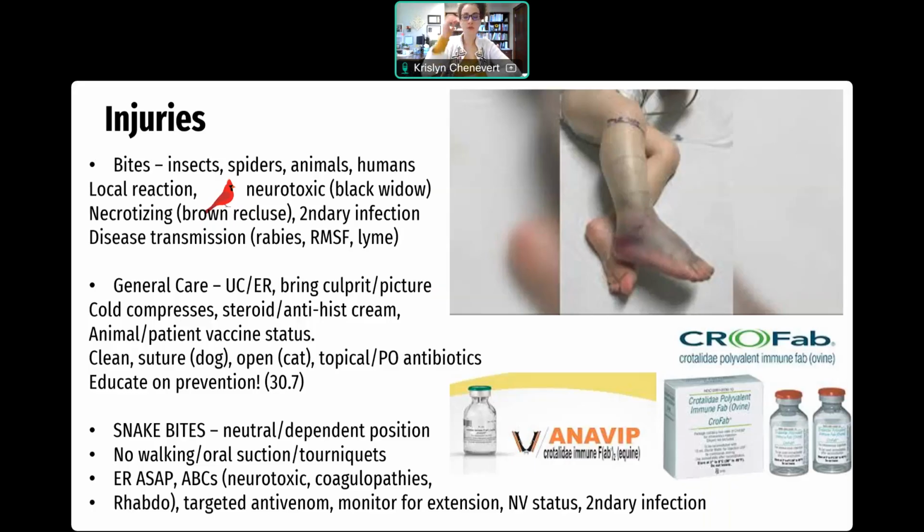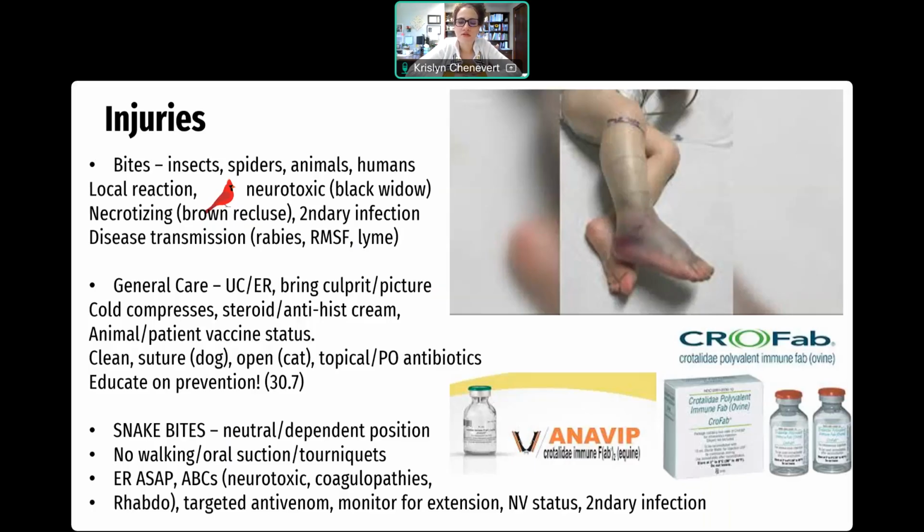And then also, like I said, we want to make sure we advocate for some kind of antibiotic coverage, just because secondary infection is very common with these. And our big thing here is going to be educating on prevention. And you've got a box 30.7 in your book that goes over that. So just, safety around animals and all that good stuff.